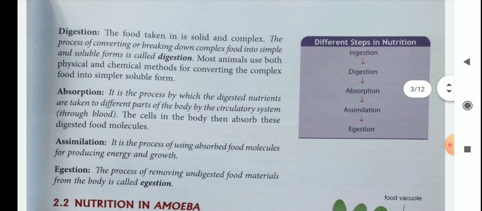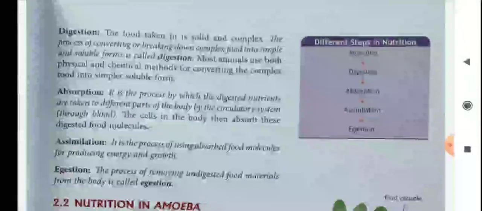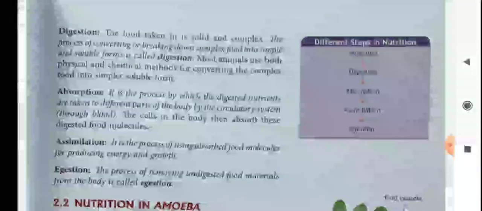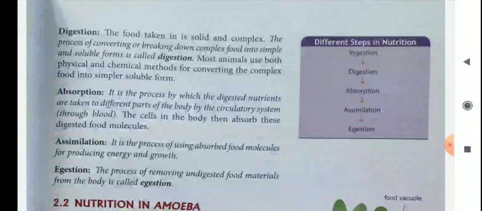Then assimilation. It is the process of using absorbed food molecules for producing energy and growth. Then egestion, the last process. The process of removing undigested food materials from the body is called egestion. So children, remember the steps of nutrition.